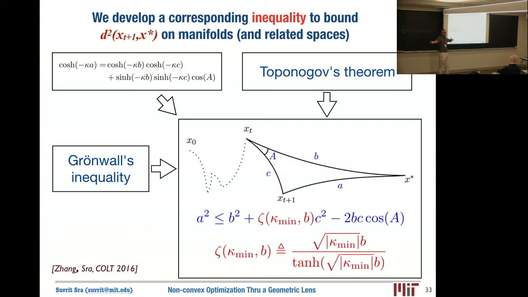What's capital D there? This one? It's a bound on the diameter of the domain that you're optimizing over.